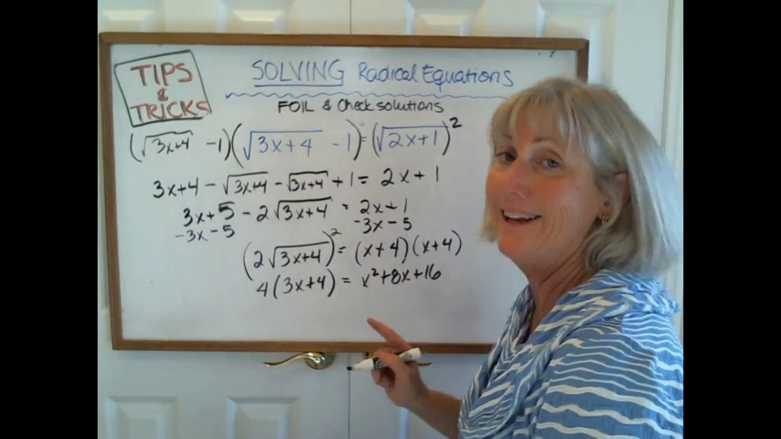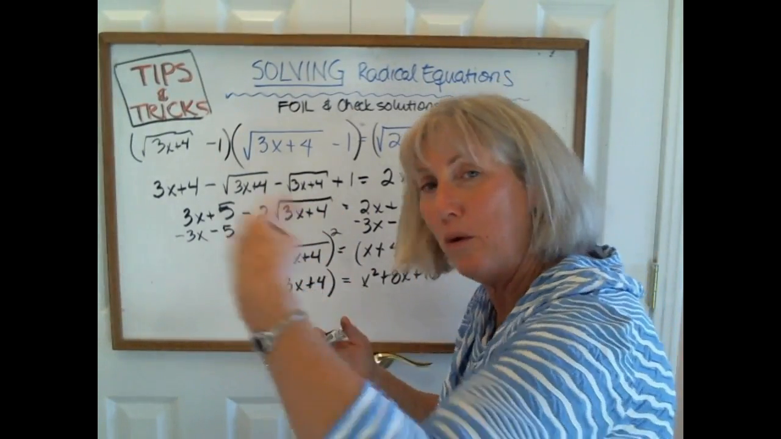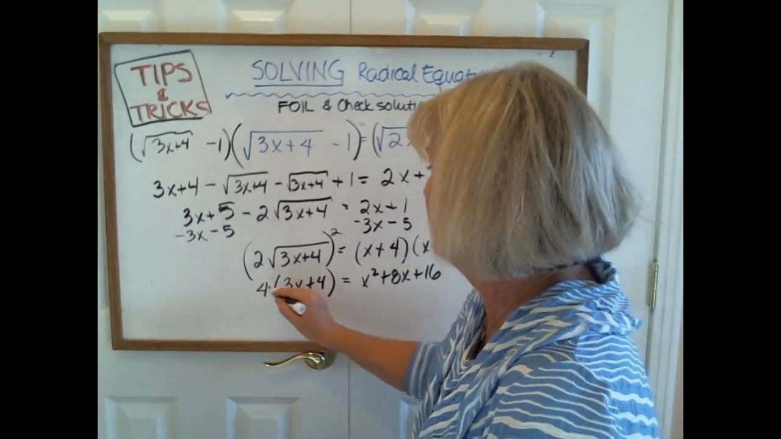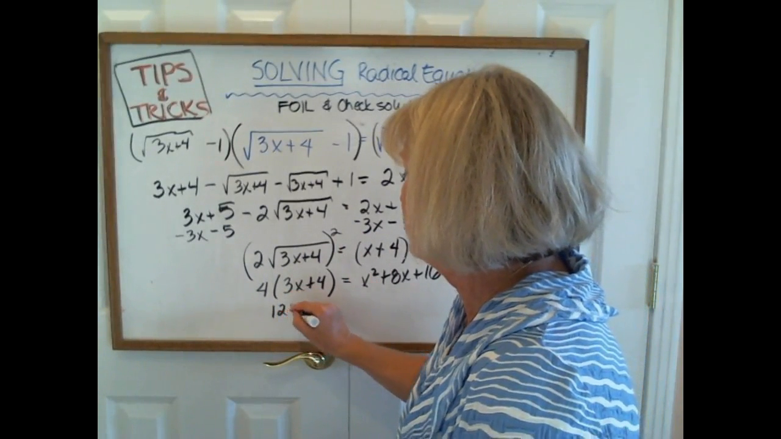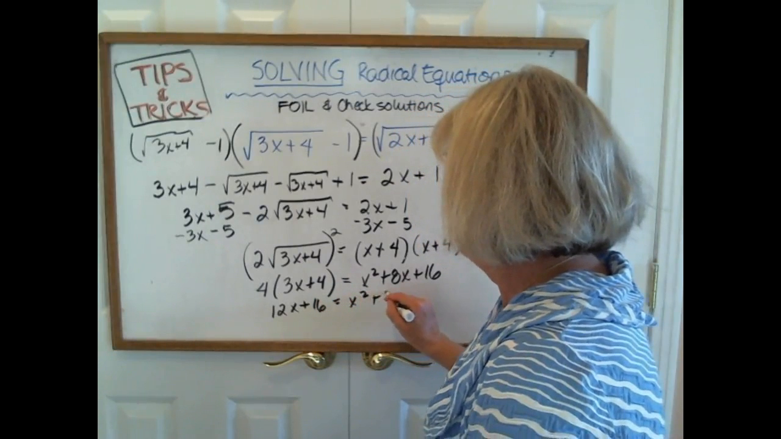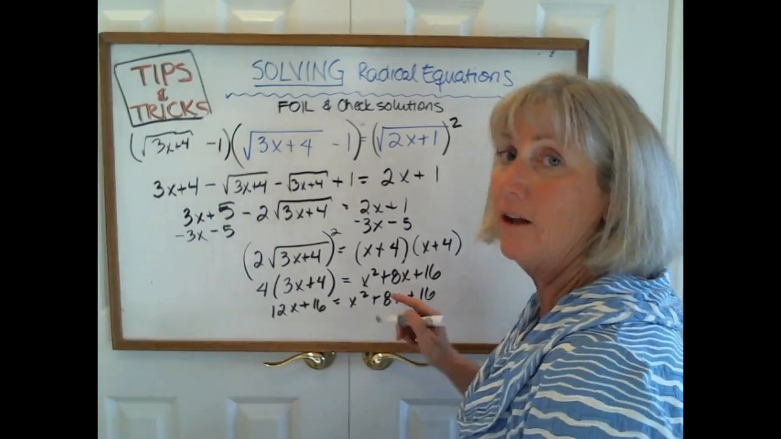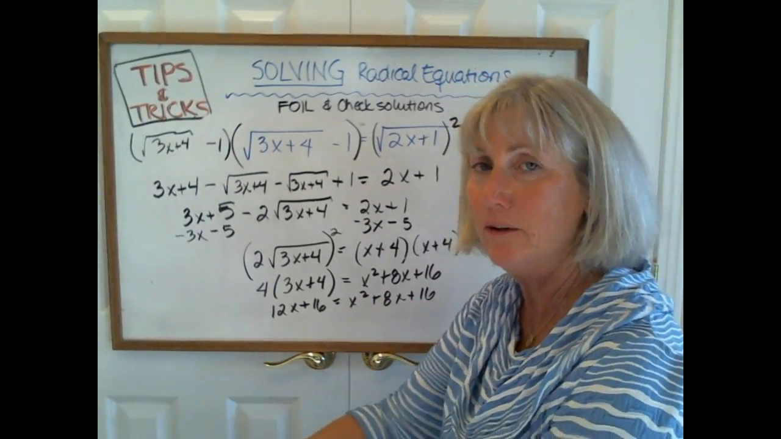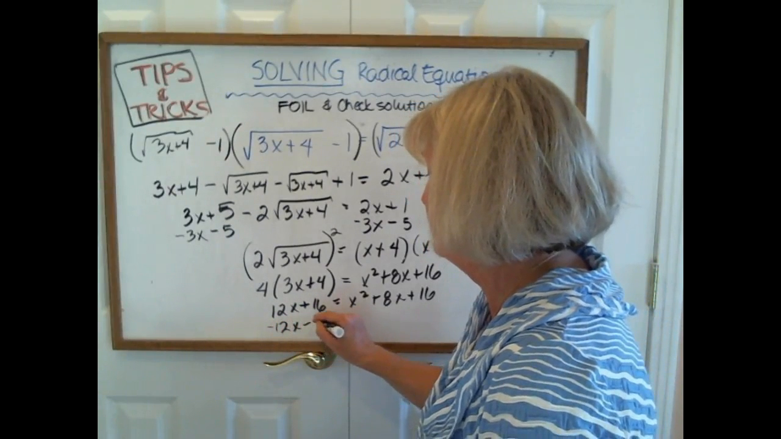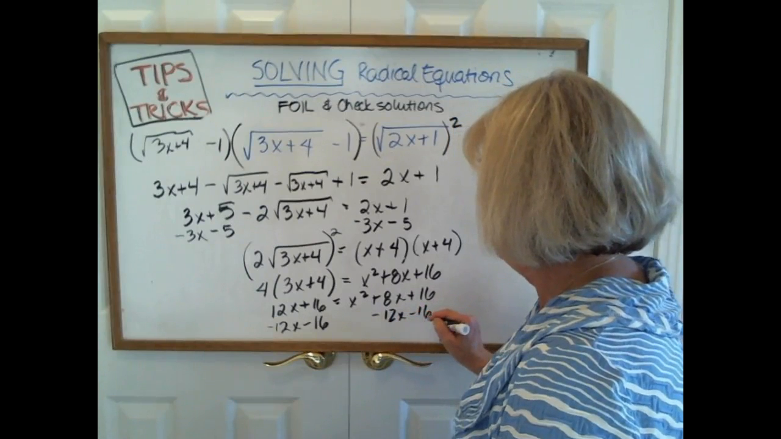This is a quadratic again. This is pretty complicated, I get it. So if you want to, you can rewind this, play it slowly, make sure you really understand. But anyway, I'm going to keep going here. So this is going to be 12x plus 16 equals x squared plus 8x plus 16. It's a quadratic. Quadratics always need to be set equal to 0. So let's move all this over. So minus 12x minus 16 minus 12x minus 16.